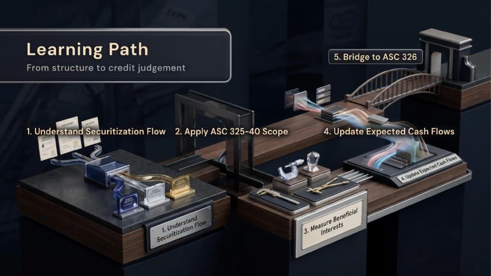Here is the learning path for this video. First, we understand the securitization flow. Then we apply the ASC 325-40 scope rules. After that, we look at initial measurement for retained and purchased interest. Then we study expected cash flow updates, including favorable and adverse changes. Finally, we bridge to ASC 326 because when expected cash flows weaken, credit loss analysis becomes the next serious step.